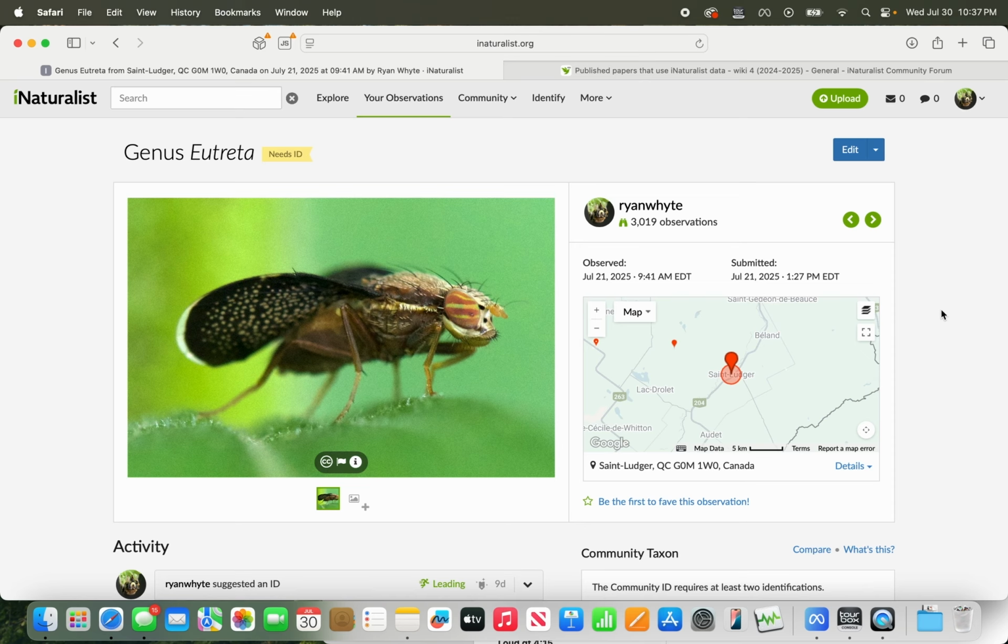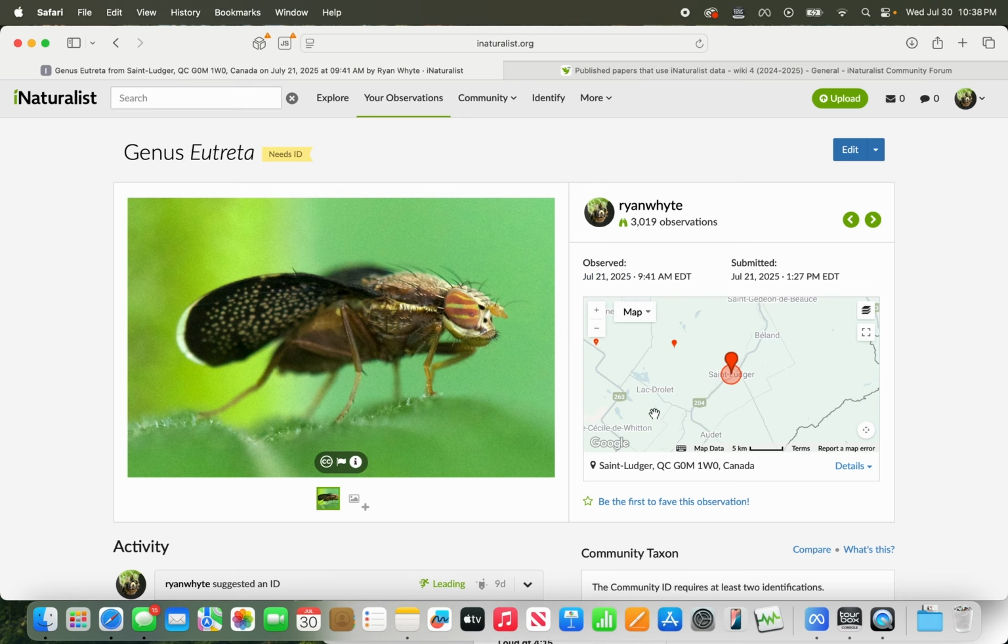And when you upload it, you're also uploading metadata about where and when the photograph was taken. And the end result, after you have uploaded your observation, looks like this. You have your photo, in this case, not the species, but the genus name. That is the degree to which I have been able to identify this particular insect. It shows you the map of where it was observed and when it was observed.